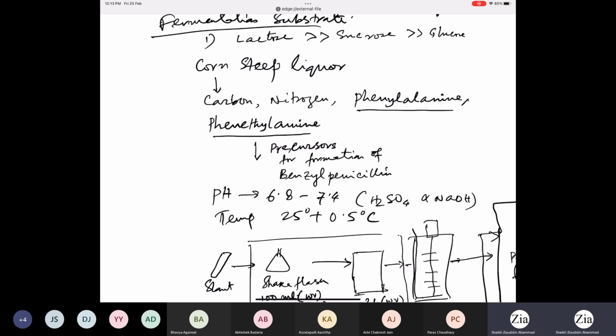And the same temperature is maintained in developing the culture, like in the seed vessel or inoculum preparation system, where you use similar temperature and similar pH. Even in the large scale fermenter, you try to make a similar kind of environment. When you use corn steep liquor, you are getting some precursor. But if you use lactose, sucrose or glucose, or any other defined carbon source, you add a small amount of phenylacetic acid.